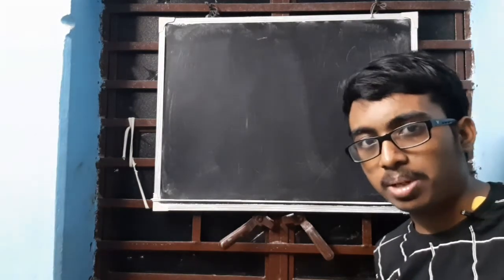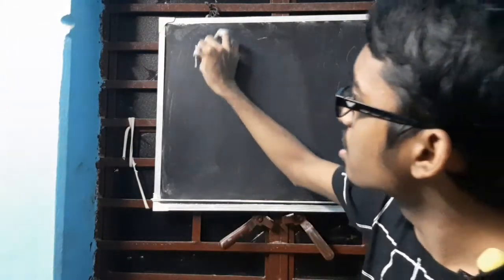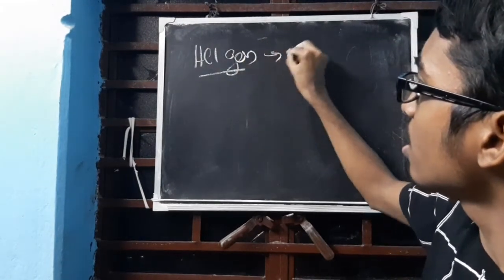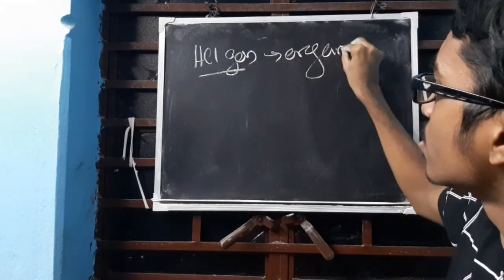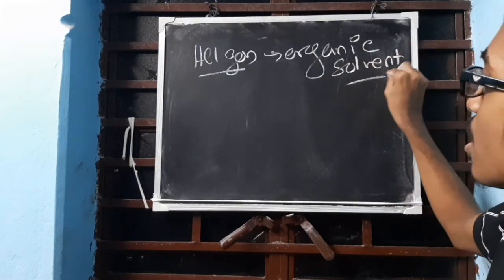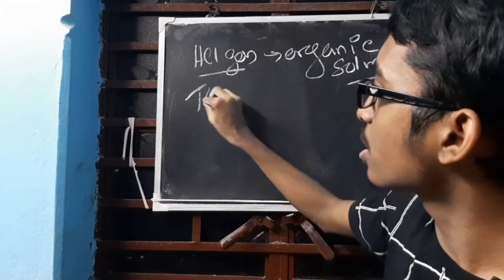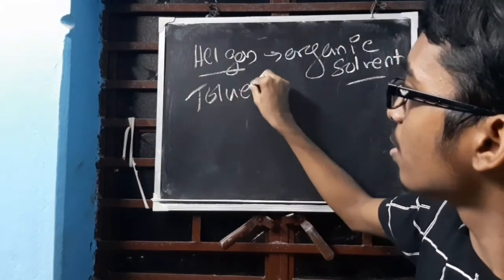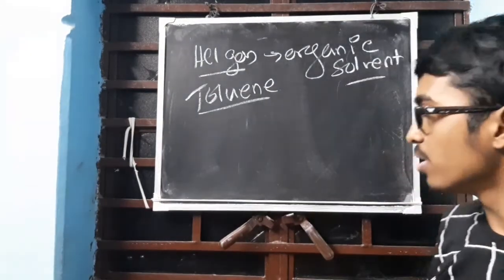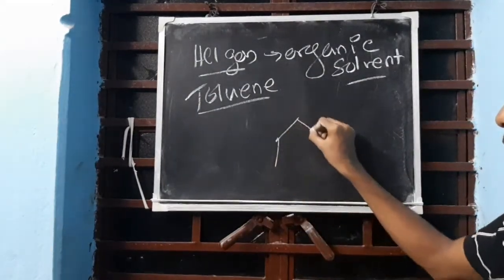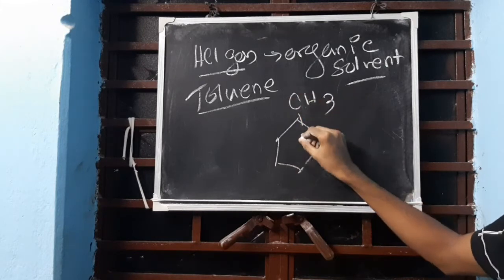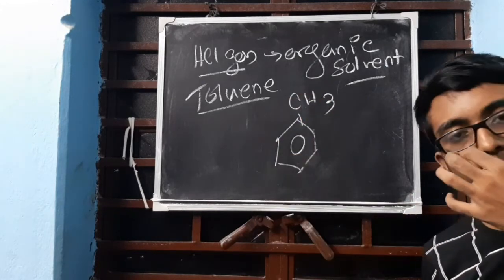Okay, now this gas, that is HCl gas, is also soluble in an organic solvent. This question might be asked. The name might be asked. Structure not now, but I will show the structure once. It's toluene. Toluene is basically, okay, this is toluene.